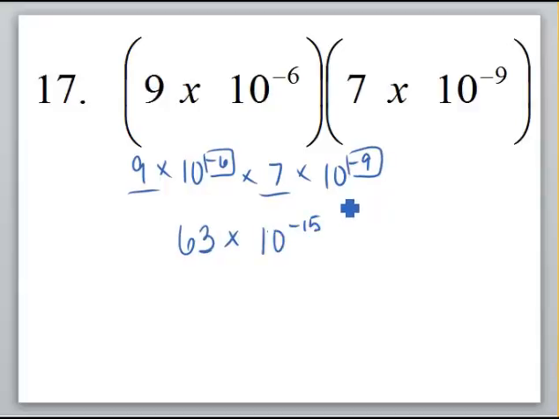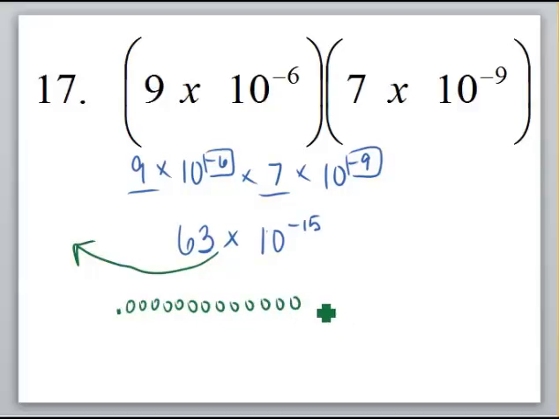Now, most of us find it easier to change this into standard form first, rather than trying to put it strictly into scientific notation. Now, if you're able to do that, then that's fine. I'm going to change this into standard form first, which means I move my decimal over 15 spots. So that would actually create 13 zeros. 1, 2, 3, 4, 5, 6, 7, 8, 9, 10, 11, 12, 13 zeros.